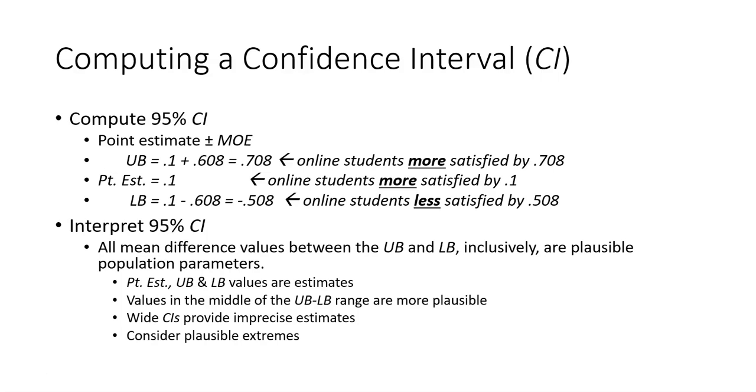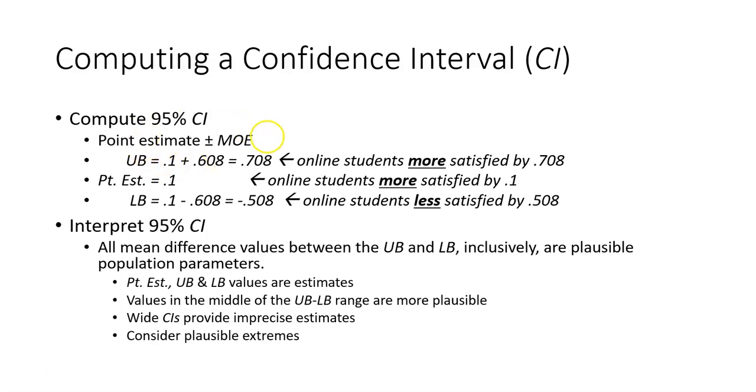We also have to compute a lower bound. For that lower bound, we simply take the point estimate, 0.1, and we subtract from that the margin of error of 0.6, and we get negative 0.5. So those two values, positive 0.7 and negative 0.5, are the upper bound and lower bound, respectively, for the confidence interval. Both of those values and every value between them are considered plausible values for the mean difference between the two populations. The upper bound suggests that the online students are more satisfied by about 0.7. The lower bound suggests that the online students are less satisfied by about 0.5.